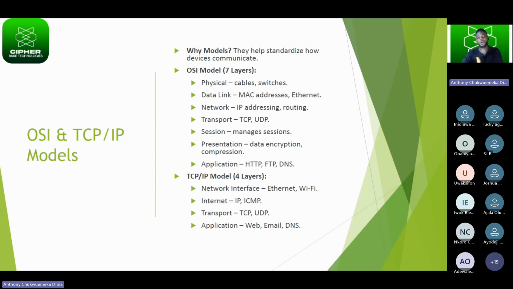Then we have the transport layer. This is where it decides which protocol it wants to use to communicate over that network. So it decides whether to use TCP, which is used for HTTP and HTTPS, or to use UDP, which means it needs speed. It is under the transport layer that it decides this.